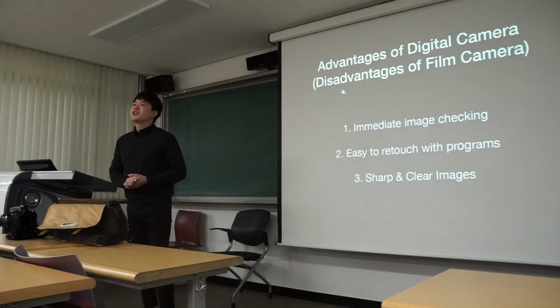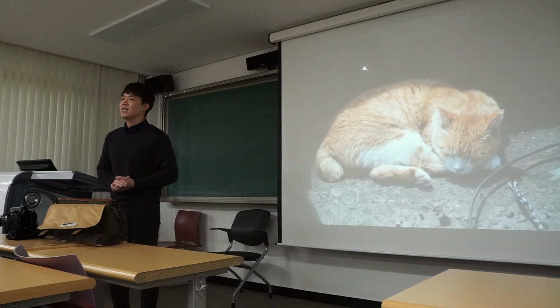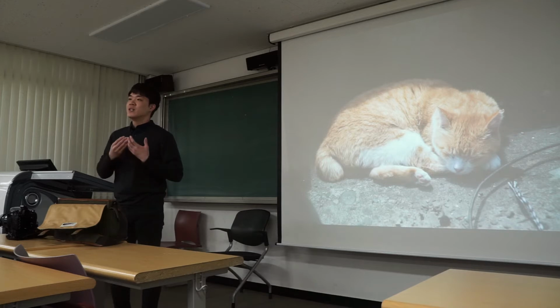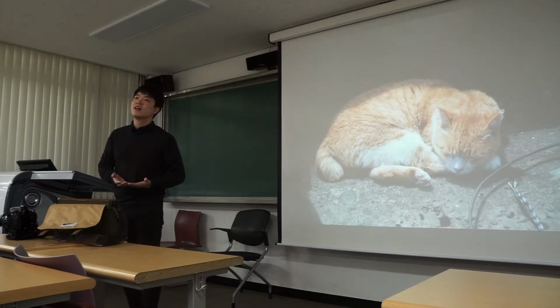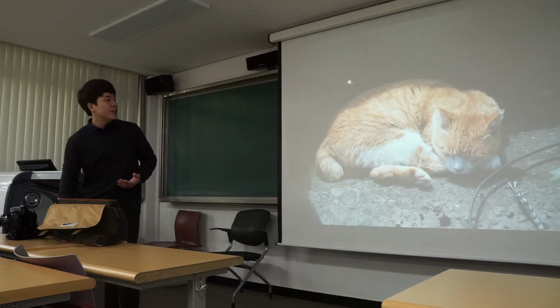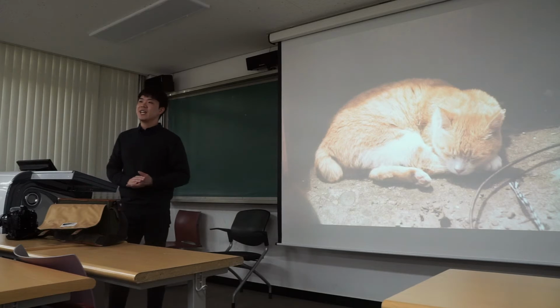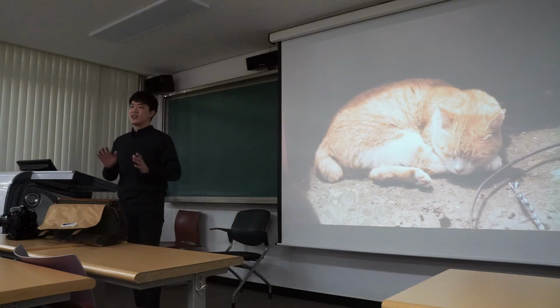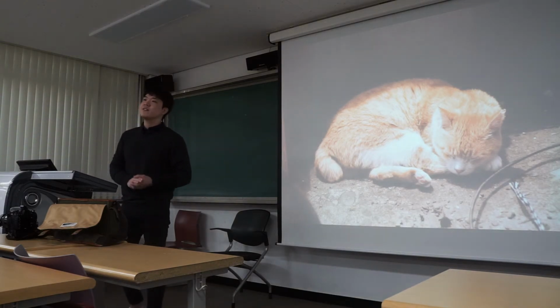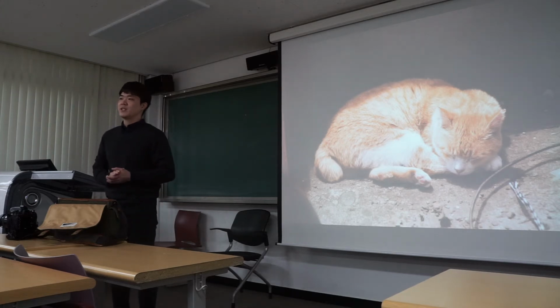And second, the images from a digital camera can be easily retouched. This is a picture of a cat napping, and I wanted to make it look more charming and heartwarming. With only a few clicks, I changed the picture like that, looking like he's sleeping in the sunset, warmer and heart-touching. But comparatively, images from a film camera cannot easily be retouched.